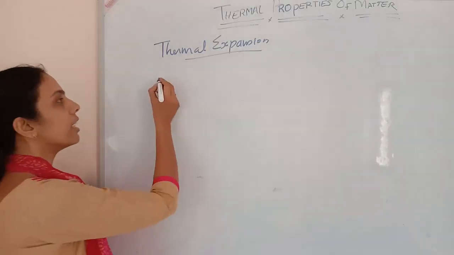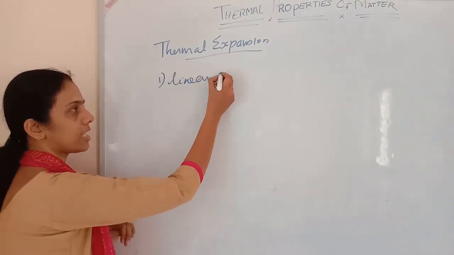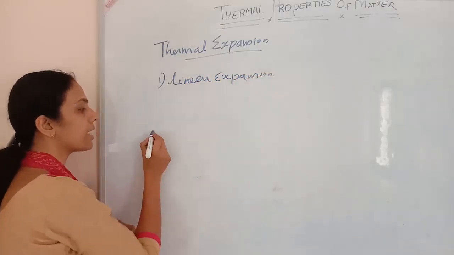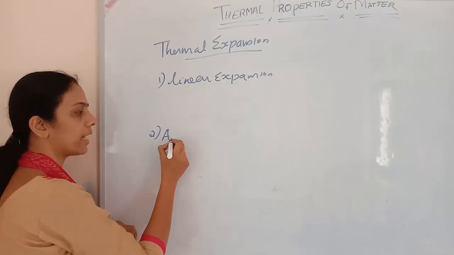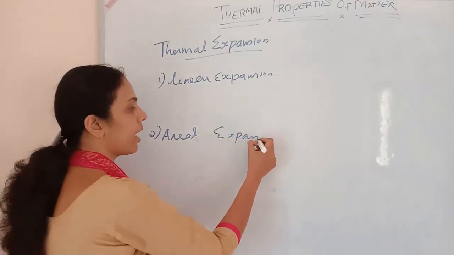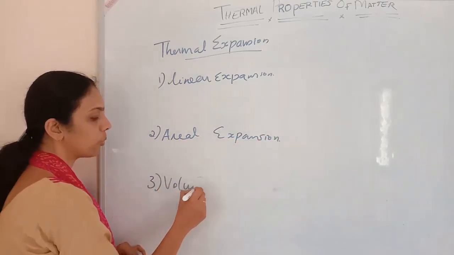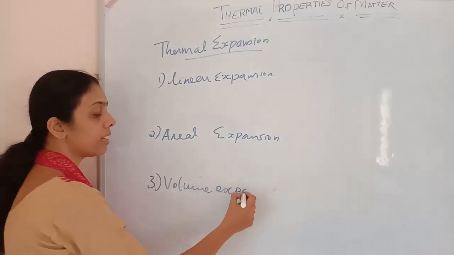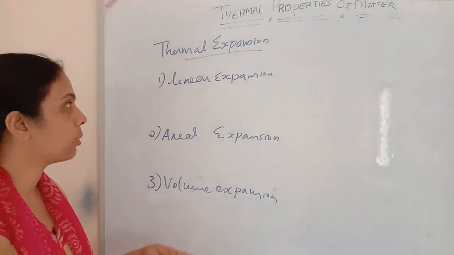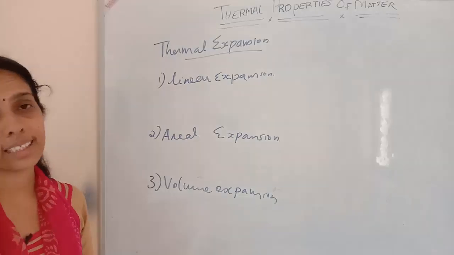If it is increasing lengthwise, that is called linear expansion. If it is increasing areawise, that is called areal expansion. And if it is increasing volumewise, it is called volume expansion. So area increasing is areal expansion, volume increasing is volume expansion, and lengthwise increasing is called linear expansion.